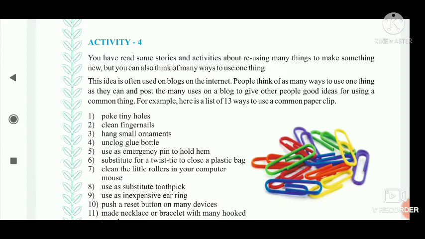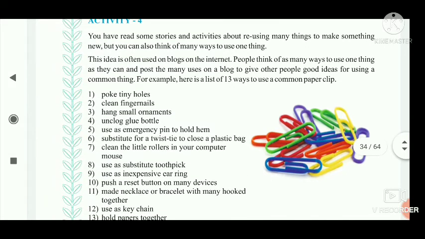Okay, you have read some stories and activities about reusing many things to make something new, but you can also think of many ways to use one thing. This idea is often used in blogs on the internet. People think of as many ways to use one thing as they can and post the many uses on a blog to give other people good ideas for using common things. For example, here is a list of 13 ways to use the common paper clip. So already you are given the pictures of a paper clip and how to use it in different ways. Here you are given the 13 ways where we use the paper clip.